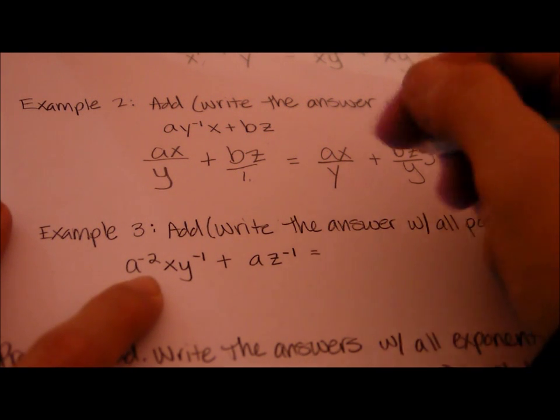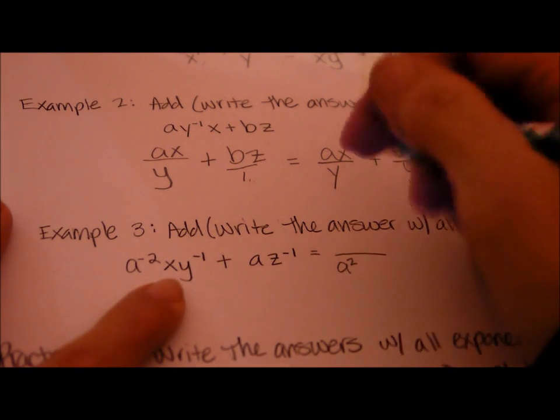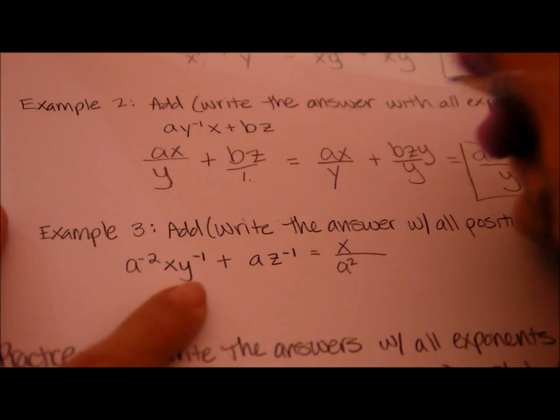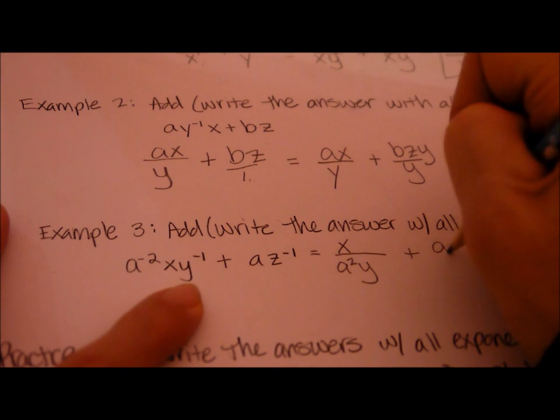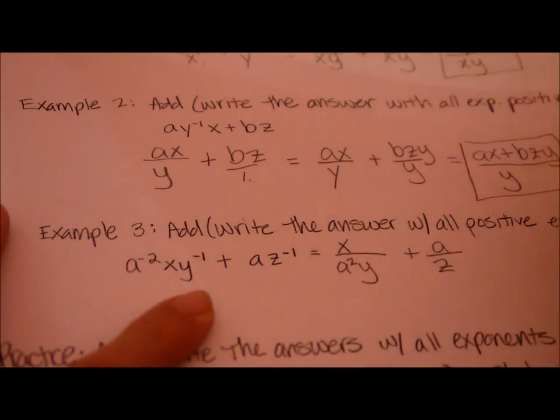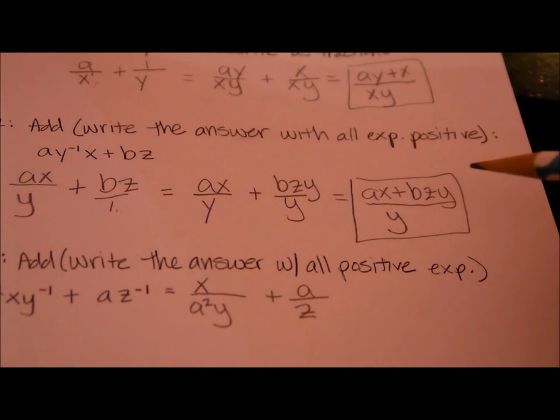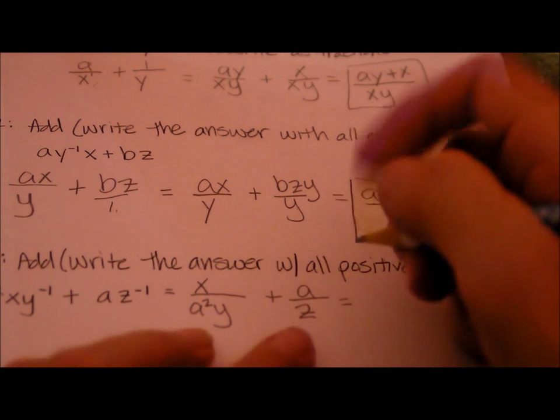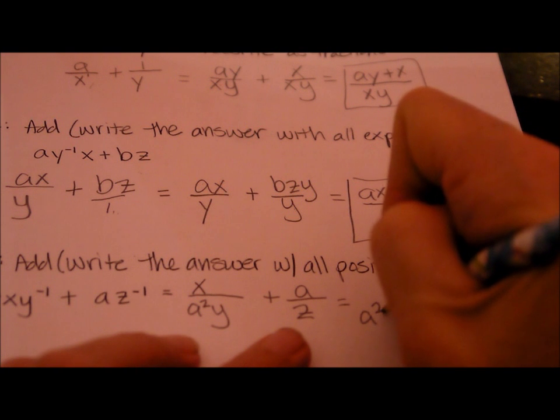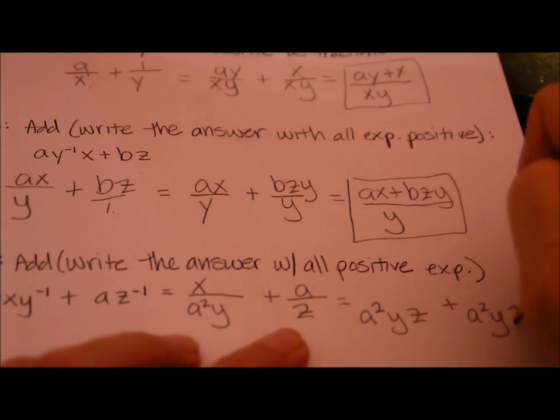So a to the negative 2 actually means a is going to go downstairs and have a positive 2. x stays upstairs, and y goes downstairs. Plus, a stays upstairs, and z goes downstairs. All right, so there we have that. And now we need a common denominator. Everybody's different, so we're going to have to multiply it all together. So our new common denominator is going to be a squared yz, plus a squared yz.